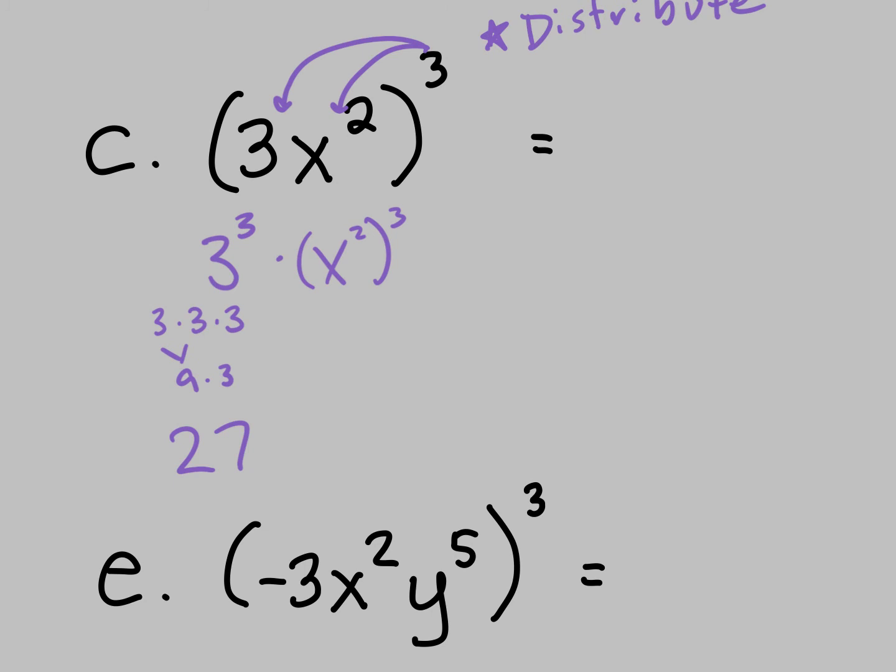Now I have x to the 2nd power to the 3rd power. What do I do when I have a power raised to a power? Multiply. So what would this be? X to the 6th power. So my answer is 27 times x to the 6th power. Any questions on what I did there?